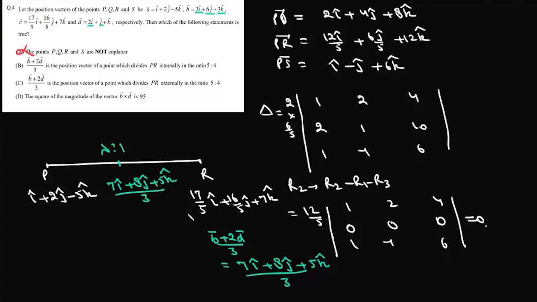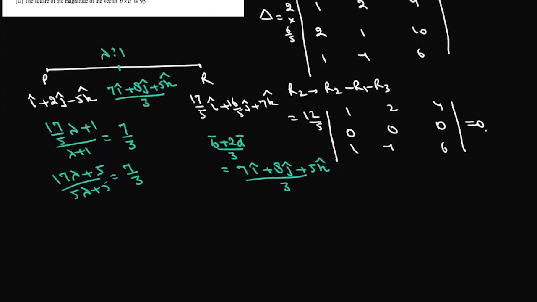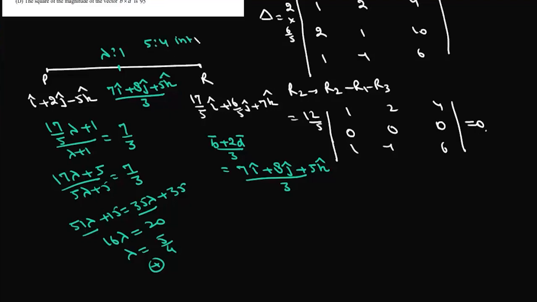Now if we just check its x coordinate, we can write 17 by 5 lambda plus 1 upon lambda plus 1, and that will be equal to 7 by 3. So it will be 17 lambda plus 5 upon 5 lambda plus 5, and this is 7 by 3. Now this is 51 lambda plus 15, 35 lambda plus 35. Now this is 16 lambda, and it will be equal to 20. So value of lambda is 5:4, and this value is positive. So it divides PR in the ratio 5:4 internally.